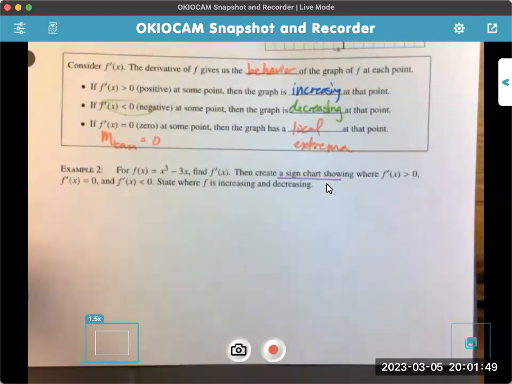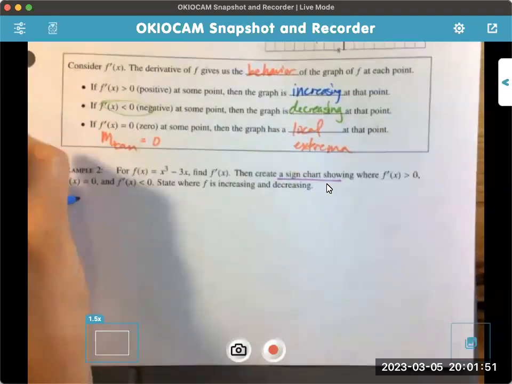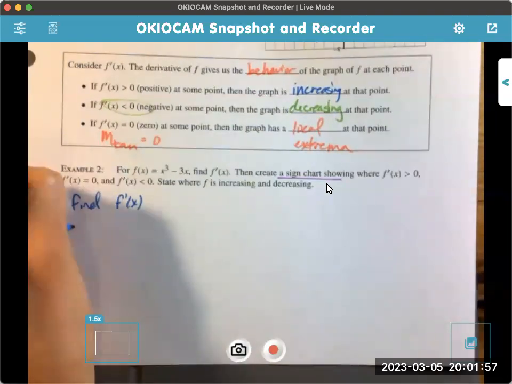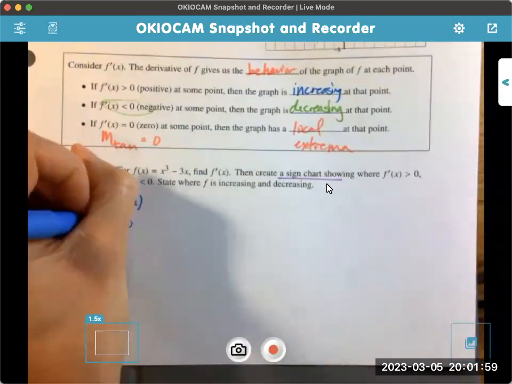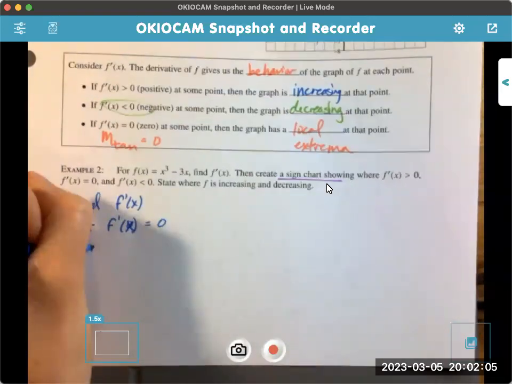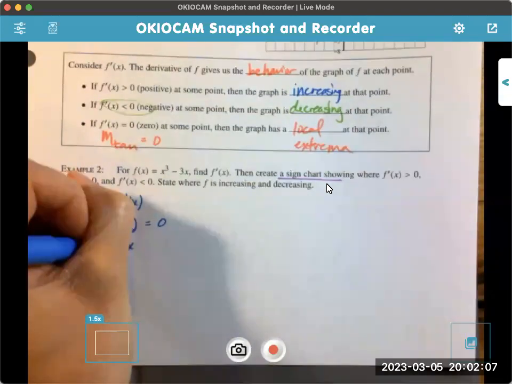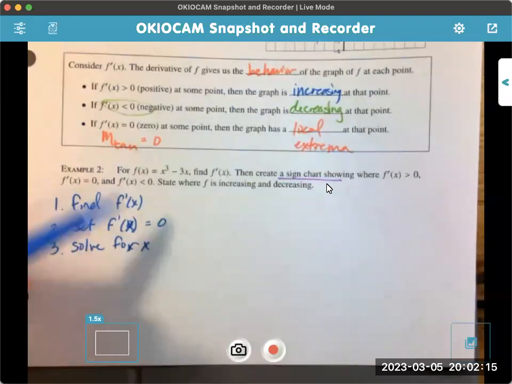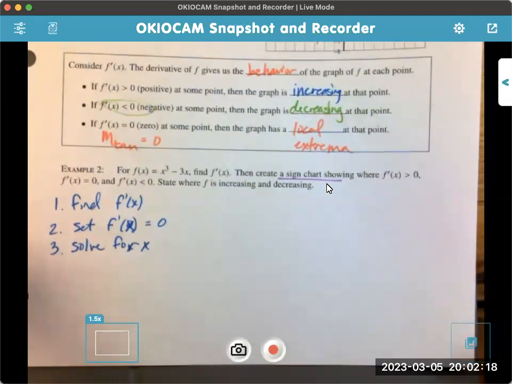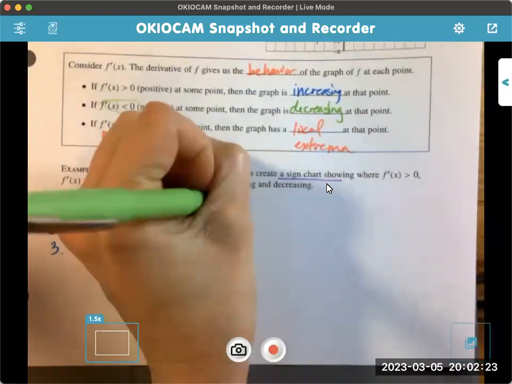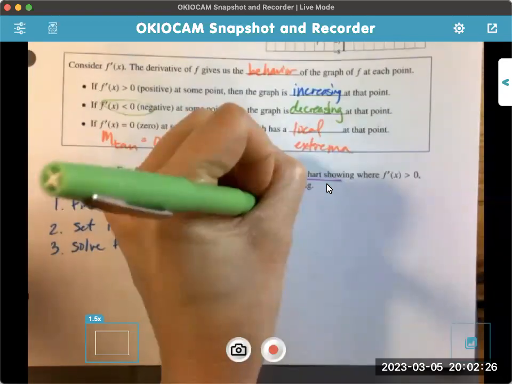Okay, so what that means is that step one, we're going to find f prime of x. Step two, we're going to set the derivative equal to 0. And then step three, we're going to solve for x. So basically that is our mathematical 3-step process, broad strokes of what we're actually doing, pen to paper. So we know that f prime of x is equal to 3x squared minus 3.